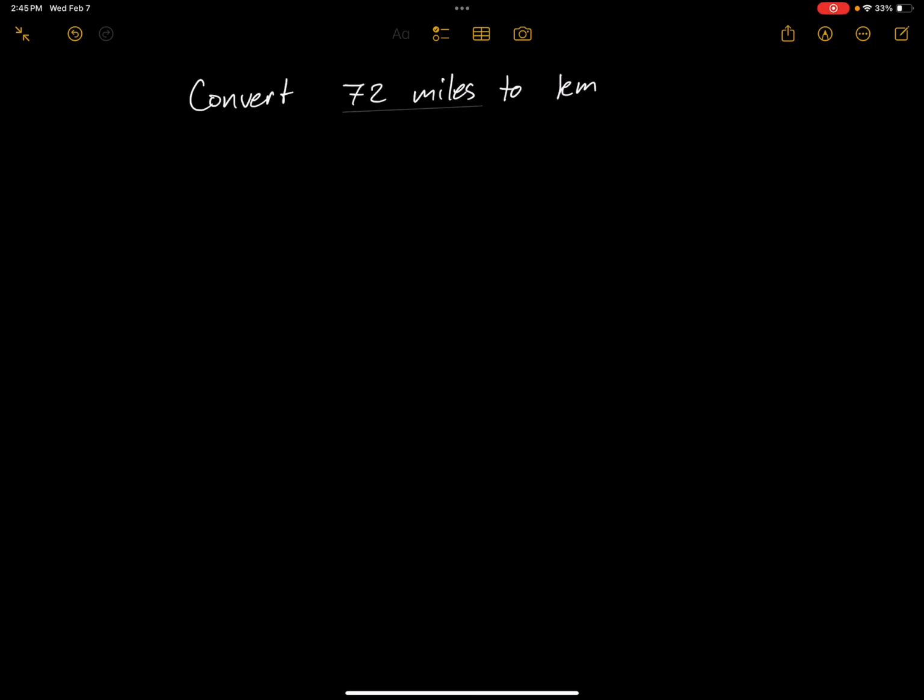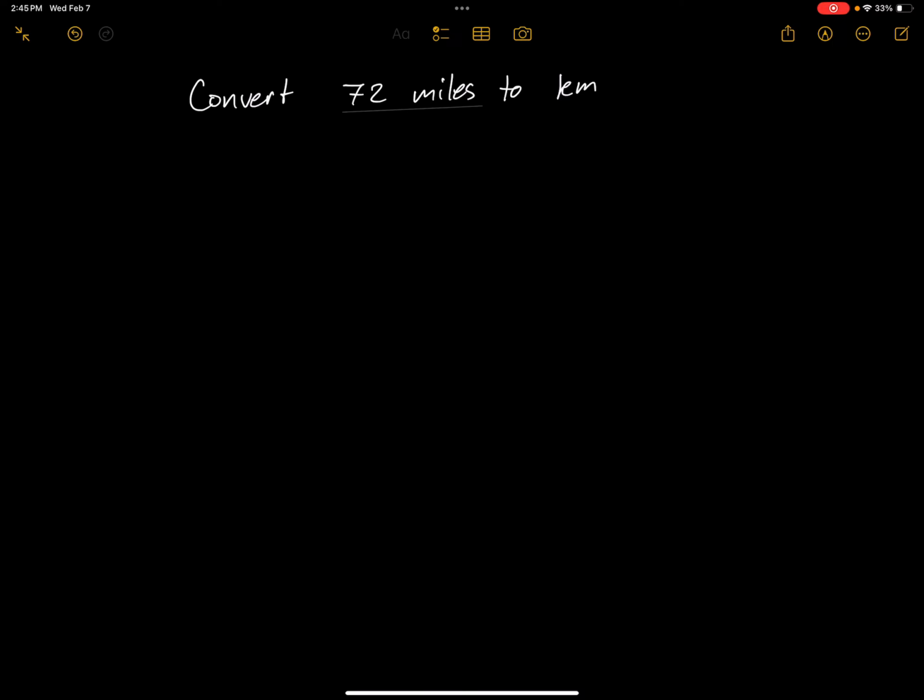All right, so I've got a couple of questions here that I wanted to just go over for unit conversions, because it is a super confusing topic in chemistry. So first thing I want to do is just a straight unit conversion, and then I'll add some complexity and some chemistry vibes next, and then we'll get to an even more complex one. So first one is just convert 72 miles to kilometers.